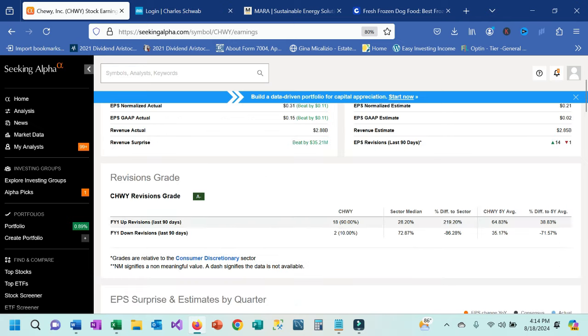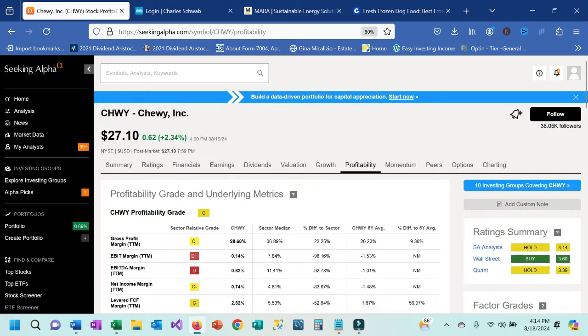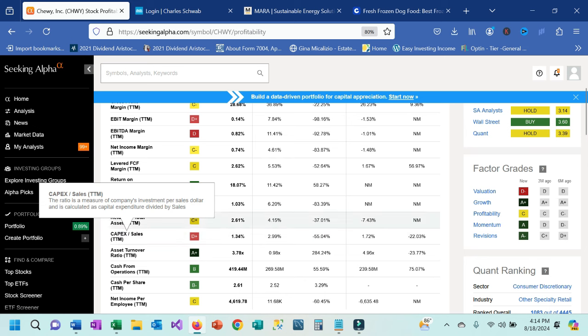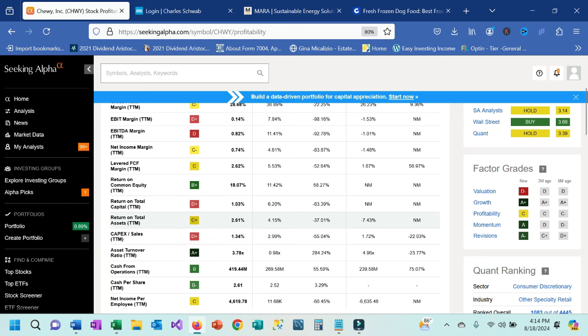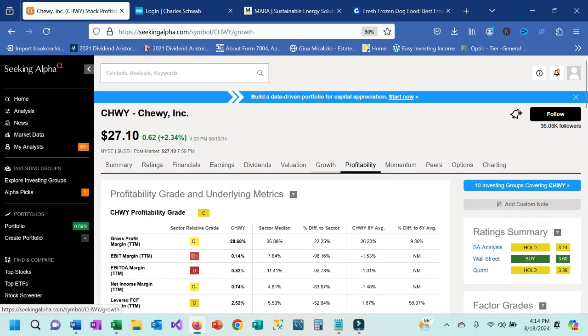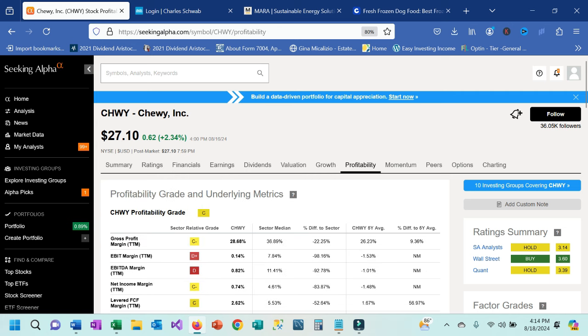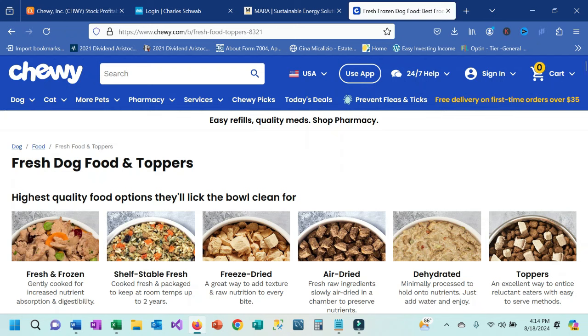So again, their earnings look good. Their profitability could be better. They do have a good return on common equity, not great, but pretty good. And return on assets looks good, a little low. Growth is good. They do not have any debt. So their numbers look good. Their fundamentals look good.